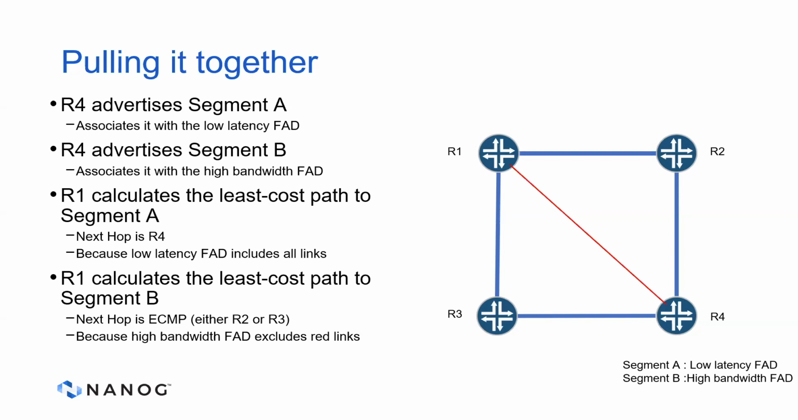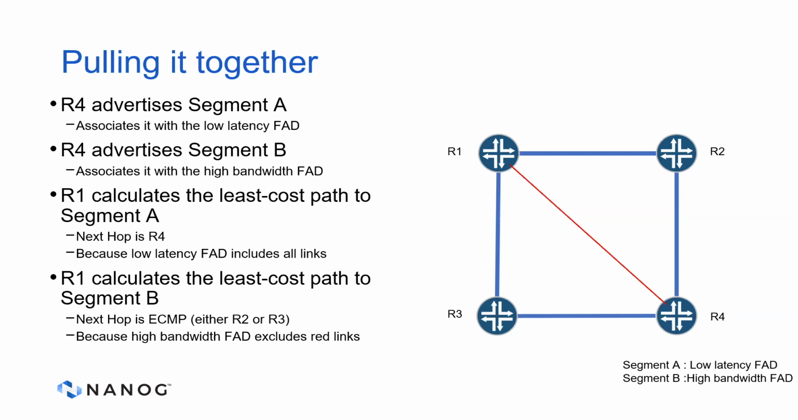And now the segments A and B will also get advertised in IGP and will be received by all the nodes in the IGP. So R1 would also receive it. And let's see now how R1 computes paths to these segments. R1 calculates the least cost path to segment A. Segment A is low latency FAD, and then all the links will be a part of this FlexAlgo for low latency. So the next hop for R4 in this case will be the link R1 to R4 because all the links are part of this FlexAlgo, and the lowest latency path from R1 to R4 is via the R1 R4 link.